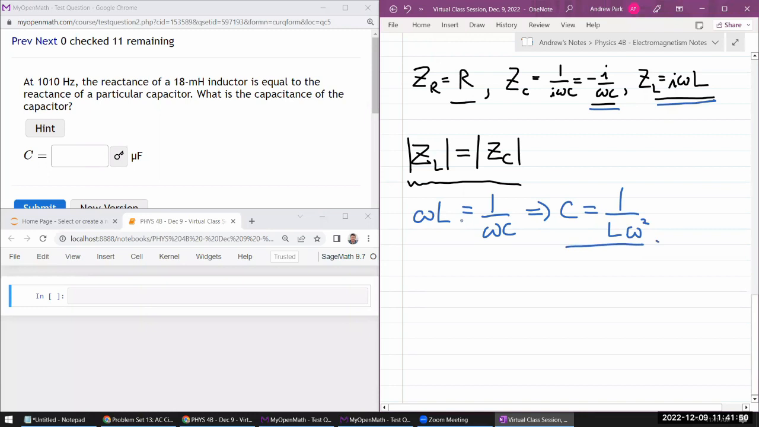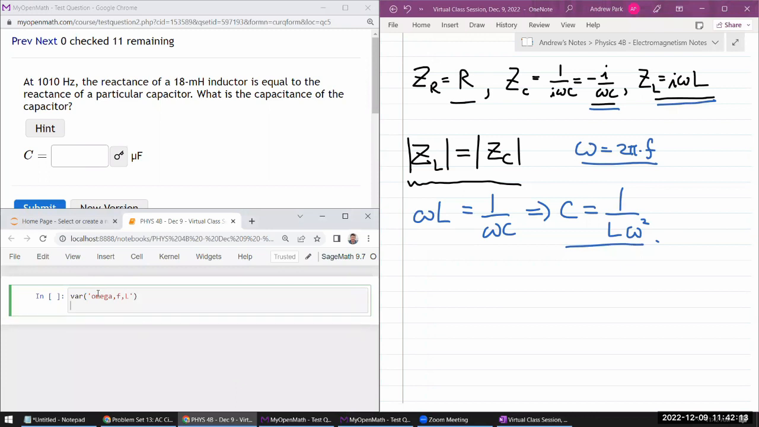Okay, I think I have all the numbers. I am given the frequency, so I need to remember that omega is 2 pi times the frequency given. And with that remembered, I can just type this out. Let me do it this way. Define the variables omega, f, and L.